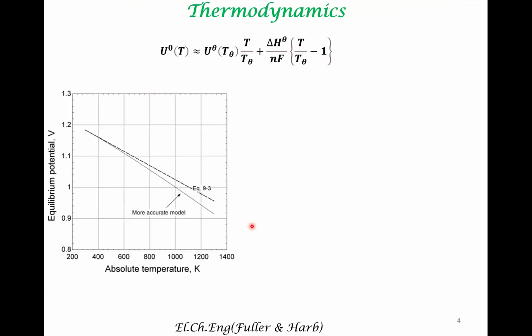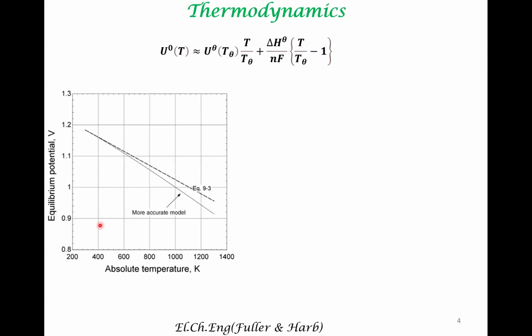Using such a formula, you can get this change in potential with respect to temperature. This is obtained from this equation. You can have a slightly more accurate model, which doesn't significantly change the potential. So we can stick to this equation. So what does this tell us?